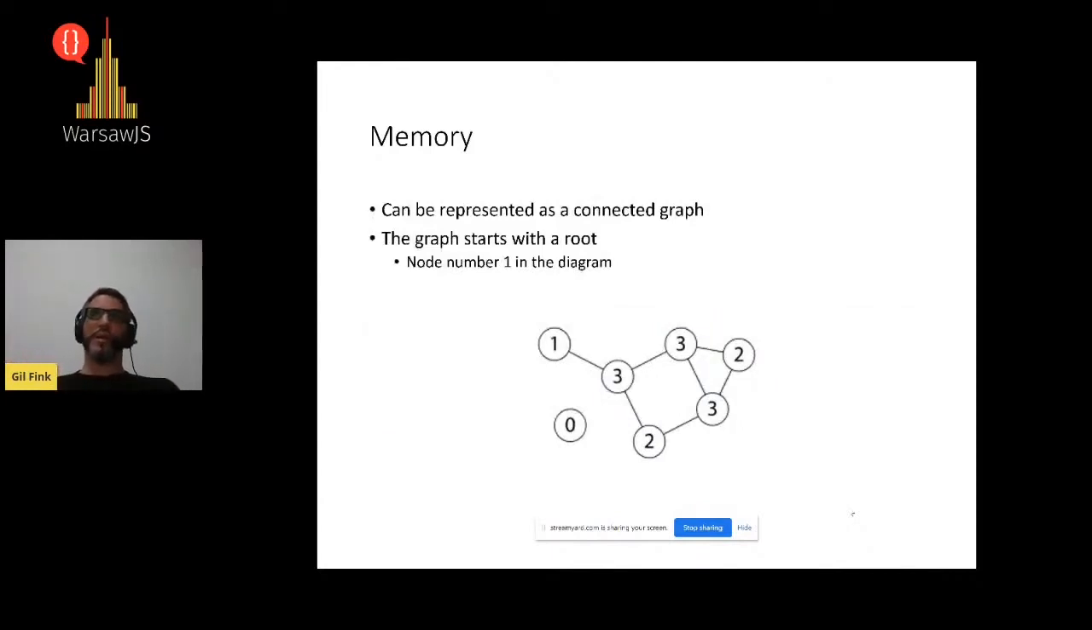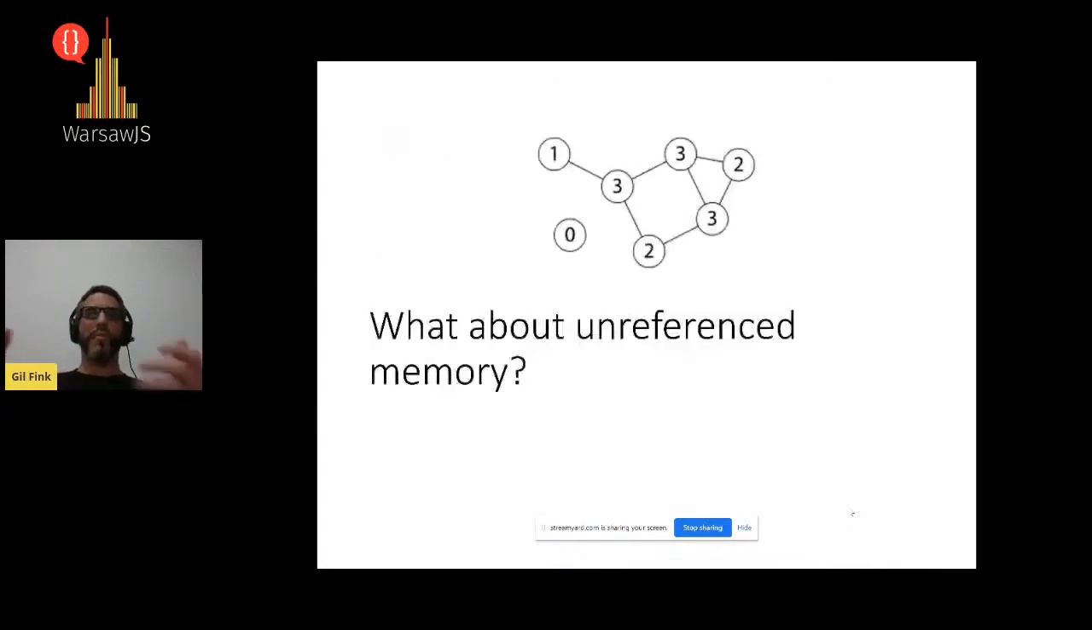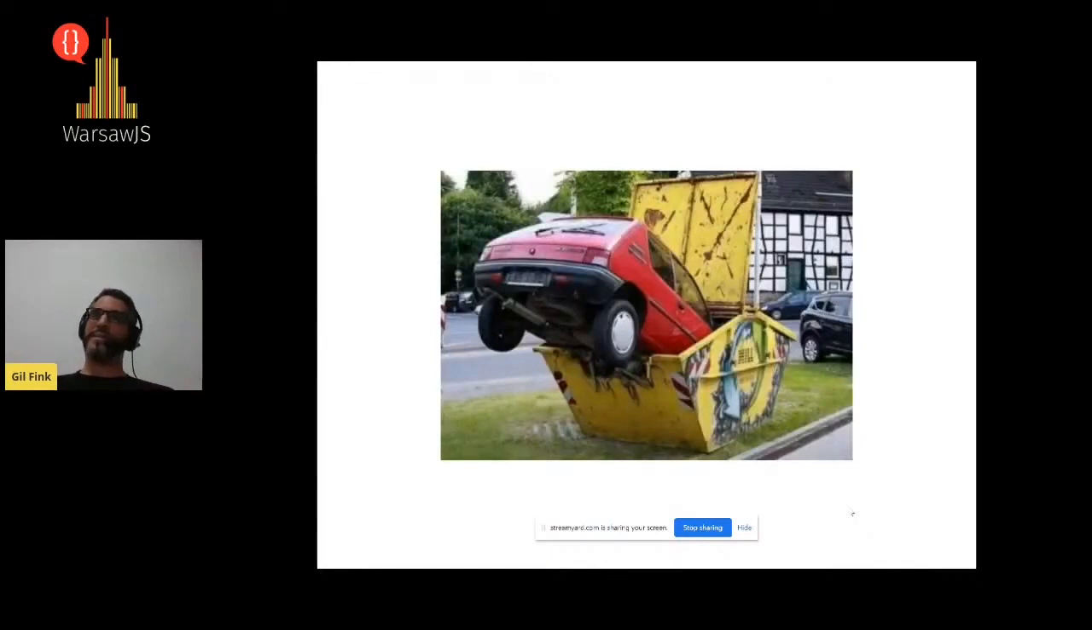When we are talking about memory, we can express memory as a connected graph. What I mean by connected graph is that you have a root, and from that root we start to use memory and references from one place or one object to another object and another object and a third object, and so on. If we look at this diagram in this slide, number 1 is going to be our root. But what about number 0, that node that isn't referenced? This is the place where the garbage collector comes into play.